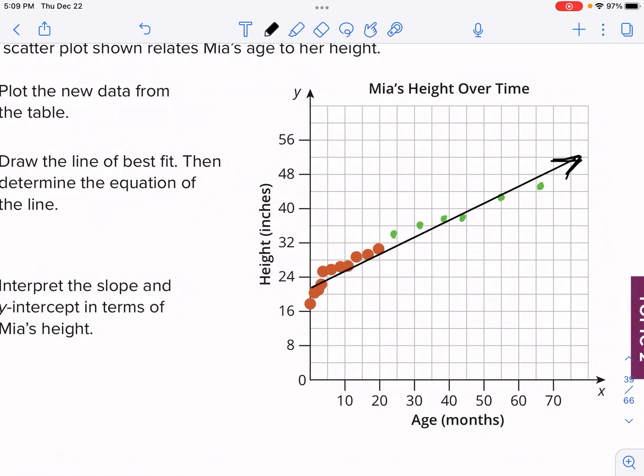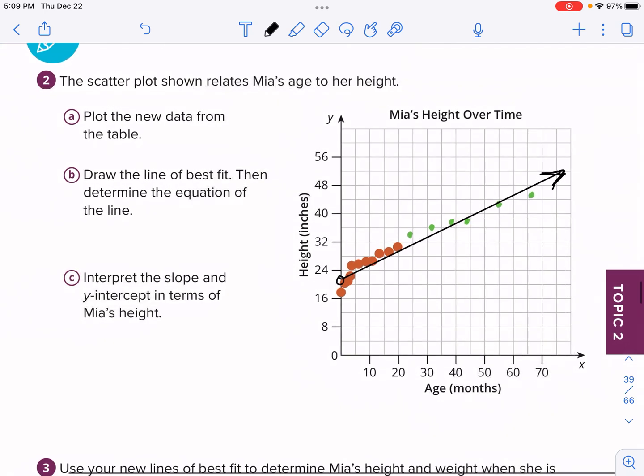Okay, and again, we would find the y-intercept where it crosses the y-axis. We'd find 2 points, find the rise and the run. But for the purposes of this, I'm just going to give you the equation. A complex equation, y equal to 0.38x plus 22.66, 66 hundredths. So this is, again, the last one was in terms of weight. This is in terms of height.